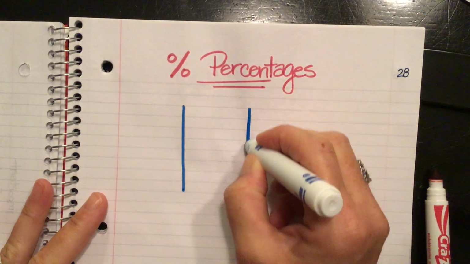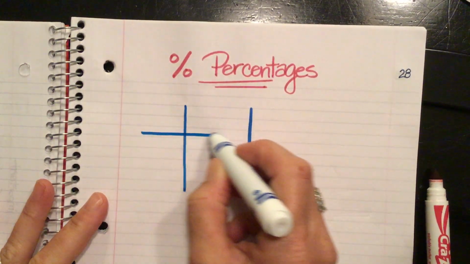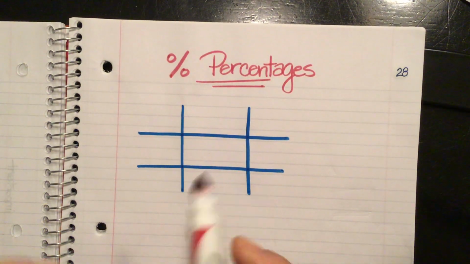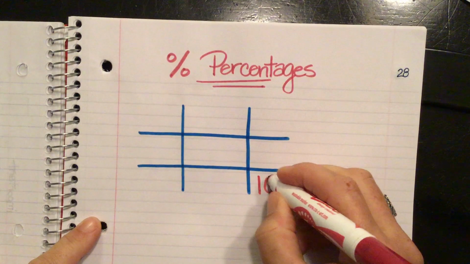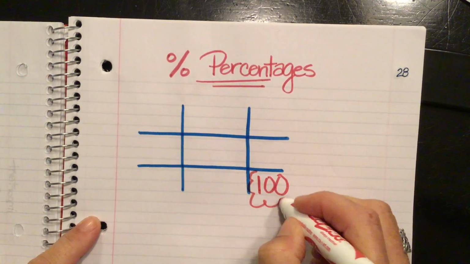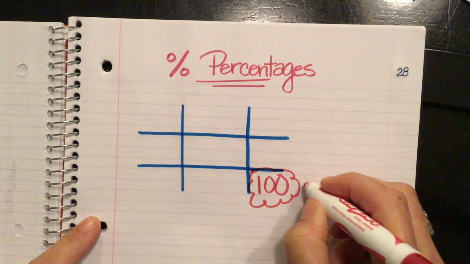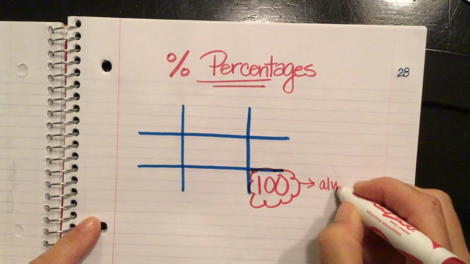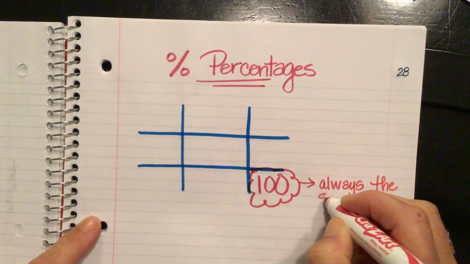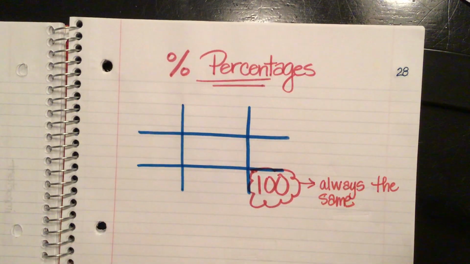And what I love about percentages is that one of your squares is always filled. You will always have 100 at the bottom. This is always the same, so it takes the guesswork out of it.